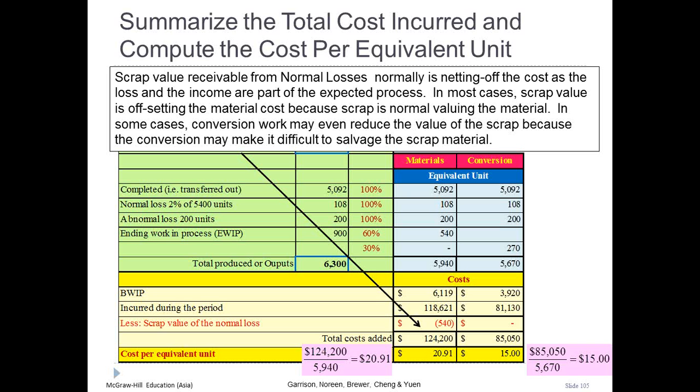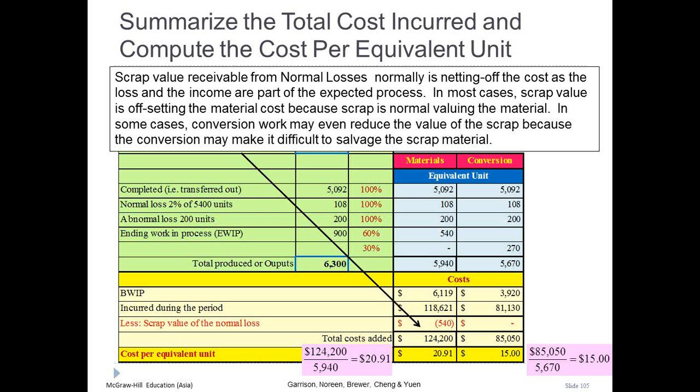In this example, the scrap value of $540 reduces the cost of materials to $124,200, while the conversion cost totals $85,050. The costs per equivalent unit are then calculated using the same principle as the one without losses, giving rise to the values of $20.91 and $15 for materials and conversions respectively.